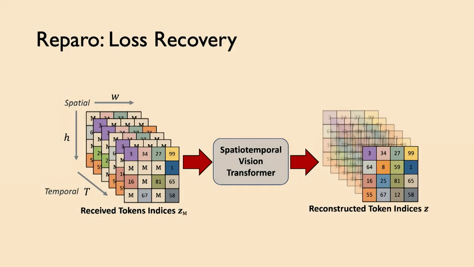The loss recovery is a transformer model, what's called a spatial-temporal transformer, that is trained to take a sequence of these token matrices. Some of them are missing. You can see all these things that say M; those are the missing tokens that were masked. Its job is to look at the other available tokens, both in that frame and across a small number of frames, and predict what the missing tokens are. During training, it's learning the structure of video, similar to how a language model trained to predict missing words learns the structure of language.